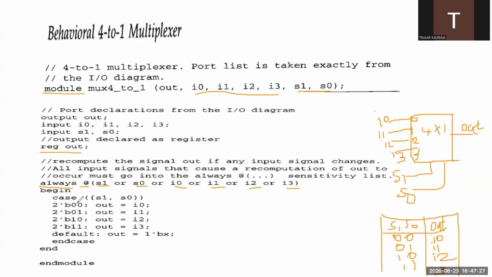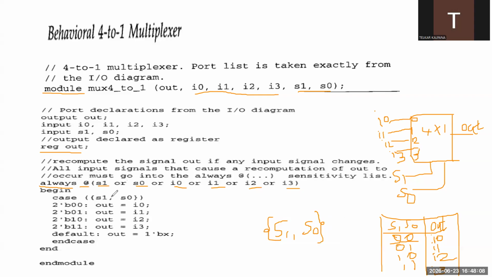We are going to use a case statement here. Case S0 and S1, these are concatenated together. Actually, S0 and S1 are scalars. Individually, each is going to take the value 0 or 1. But when we use the curly braces, it indicates that they are concatenated together. Means S1, S0 can take the value 0 0, or 0 1, or 1 0, and 1 1. So this is the meaning of concatenation.